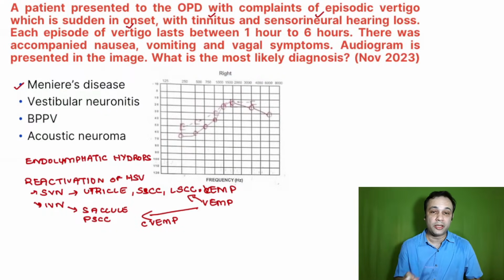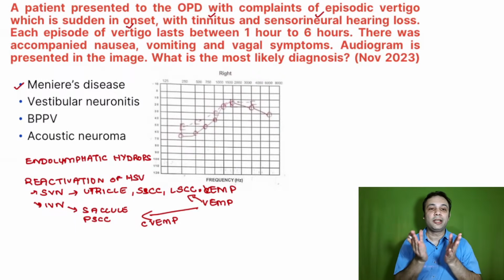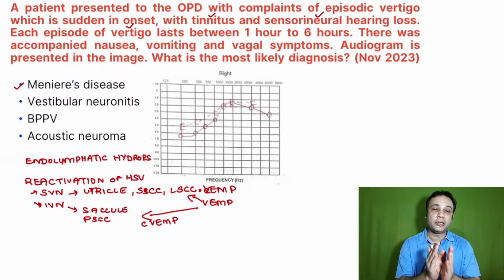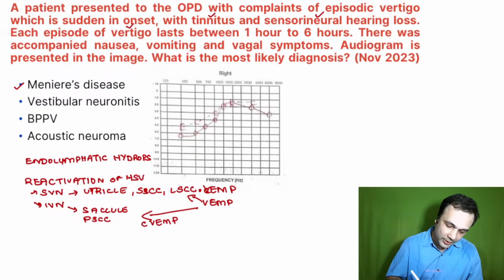So how does it present to you? Will there be hearing loss in vestibular neuronitis? Anybody in the audience who can tell me, will there be a hearing loss in vestibular neuronitis? Okay, let me tell you, there will not be hearing loss in vestibular neuronitis. It is inflammation of the vestibular nerve. So there is no hearing loss in vestibular neuronitis. They only present with vertigo. Right. Now let's come to the third option.